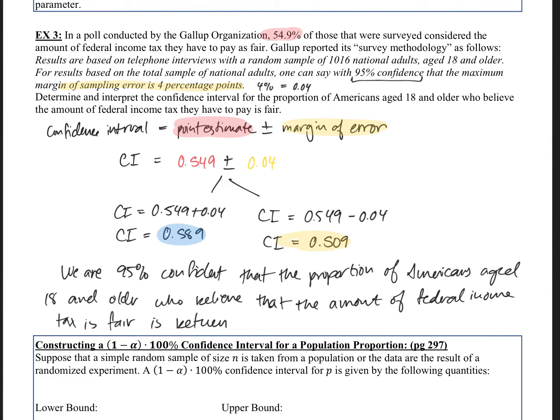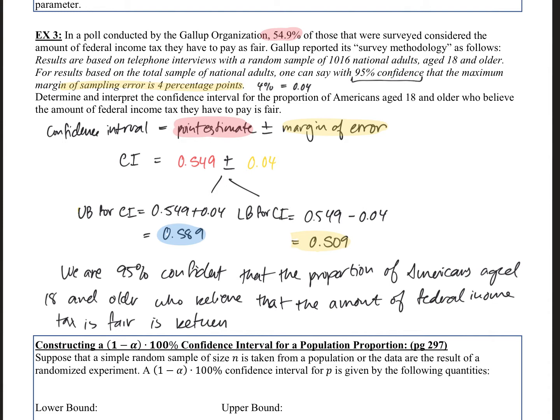And actually, what I should do to label these correctly, this should be the upper bound and the lower bound. A more correct way to label it. So this would be the upper bound. Let me go change the color on this. So the upper bound for the confidence interval, and this would be the lower bound for the confidence interval.